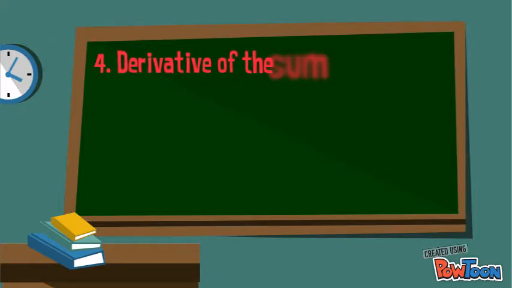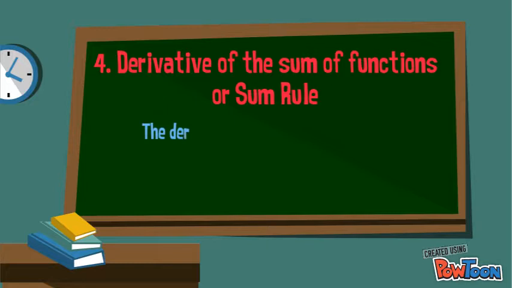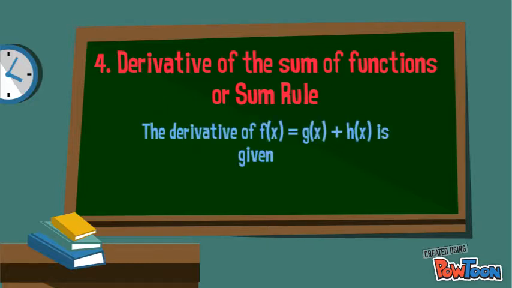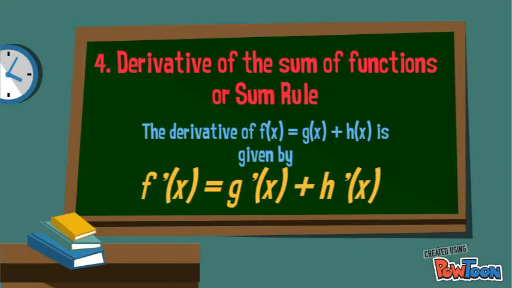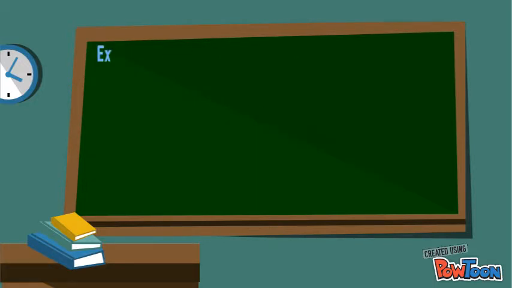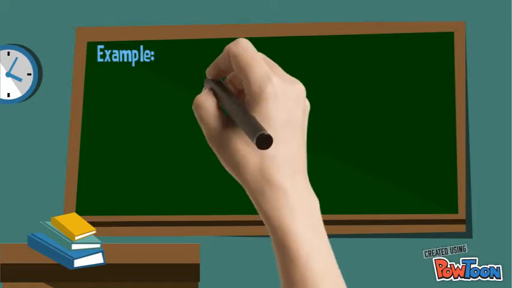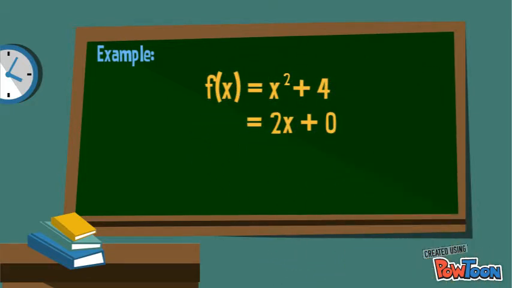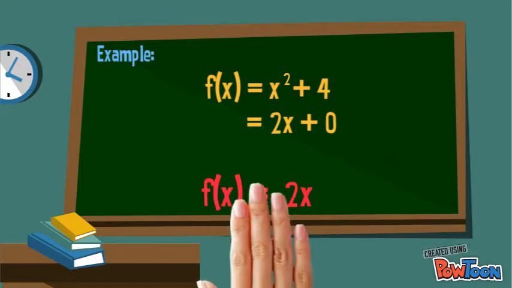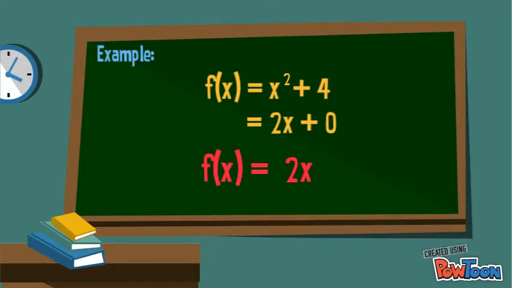The fourth one is the derivative of the sum of functions, or sum rule. The derivative of f(x) = g(x) + h(x) is given by f'(x) = g'(x) + h'(x). For example, f(x) = x^2 + 4. Applying the sum rule, we will get 2x + 0, and simplifying it, we will get the final answer f'(x) = 2x.